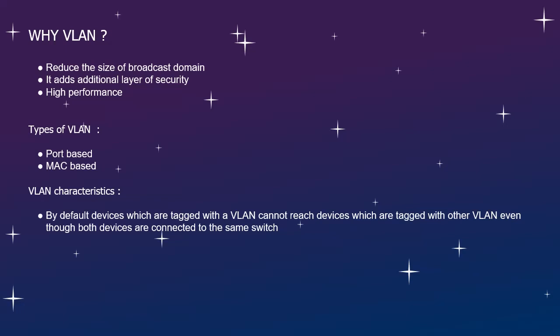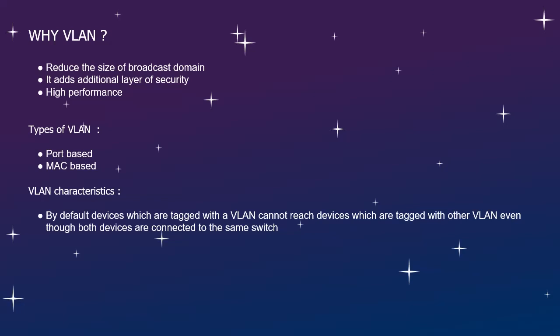So the whole point is a switch has a single broadcast domain, right? Which means if a broadcast is sent, all the ports associated with that switch will receive the broadcast. That's the problem we are trying to solve. With VLAN, we can reduce the broadcast domain. So that's one of the key advantages of using VLAN.